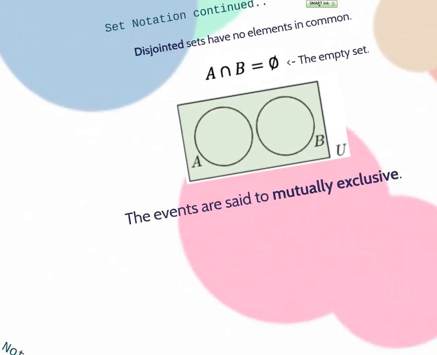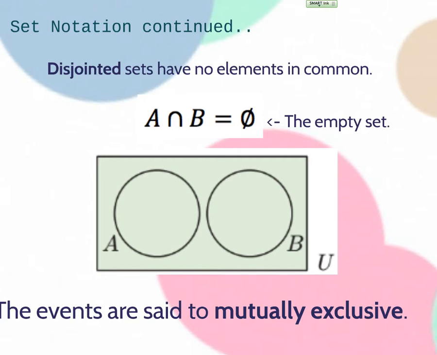So the last set is a disjoint set. Disjoint sets have no elements in common. So we've got A and B. Notice they're not overlapping at all. So the intersection, the overlap, doesn't exist. That's called the empty set because there is nothing in this overlap. They don't overlap whatsoever. Another term for this would be that the events are mutually exclusive.